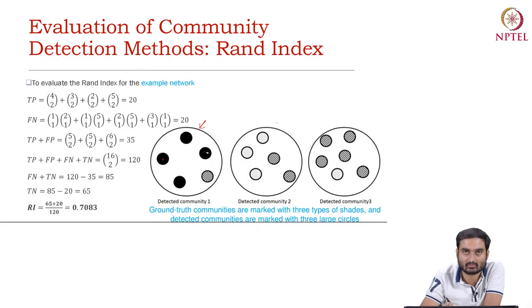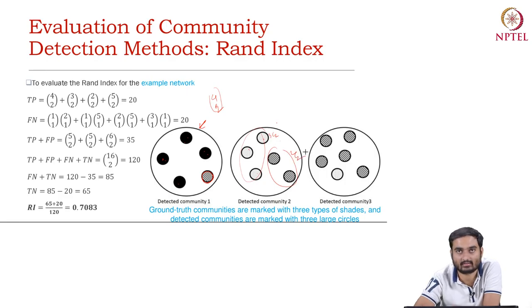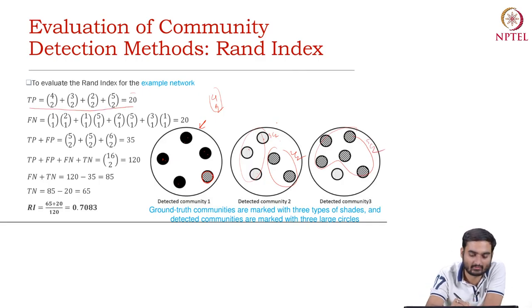There are four nodes, right? And these four of them are correct. So it should be 4C2 pairs, right? So 4C2 pairs are correct here. And you cannot form a pair with this node because this is a single node. So here true positive is 4C2. Here true positive is 3C2, 3C2 and 2C2. They are correct. Here 5C2. So the true positive is 20.